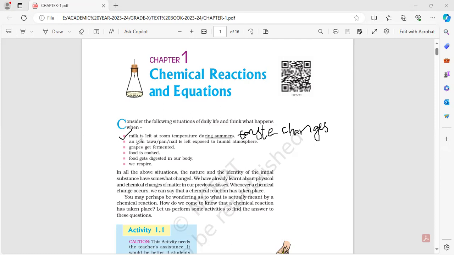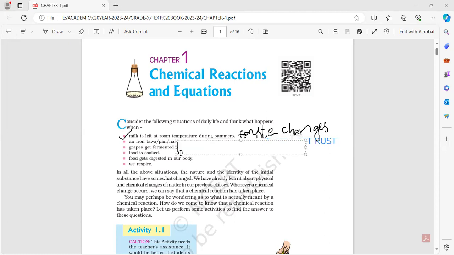Second one, in the second example, an iron tawa, pan or nail is left exposed to a humid atmosphere. So what happens? When any iron materials are exposed, they get rusted, right? So it will get rust. You may also write like in the textbook itself: it will get rust. So this will be the answer for the second one.